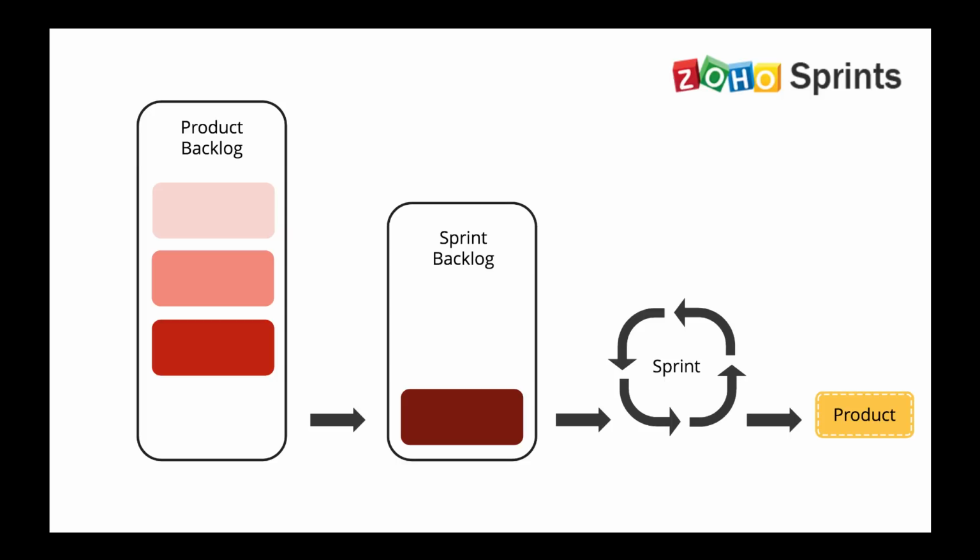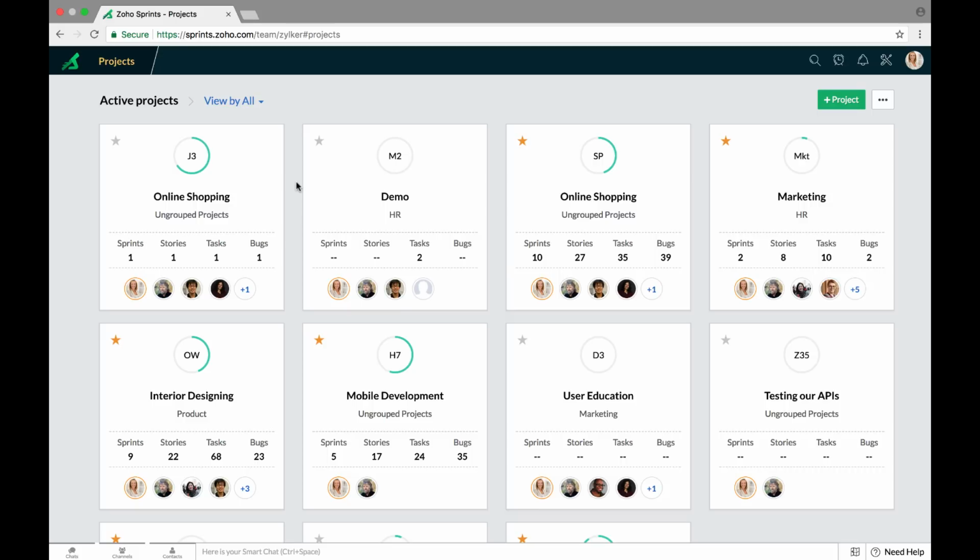Now let's go into our product, Zoho Sprints, and see how we've emulated our workflow there. Once you sign into your Zoho Sprints account using your username and password, you will land in the projects page. This page lists all your active projects. Here you can see the project, the percentage of completion, the category that it's grouped under, the number of sprints, stories, tasks, and bugs, and the start date and the end date.